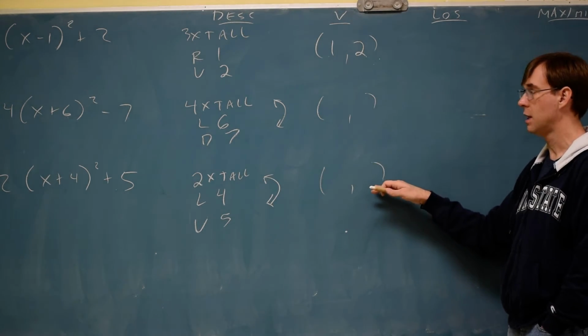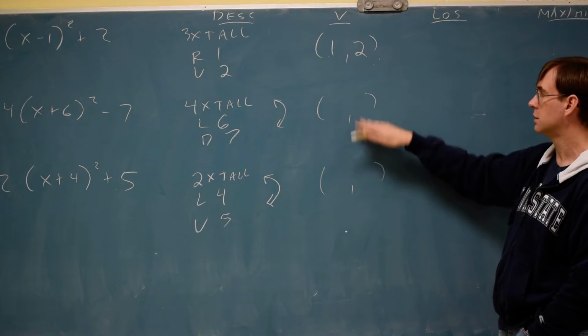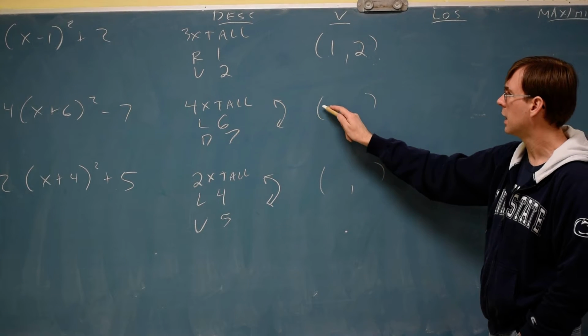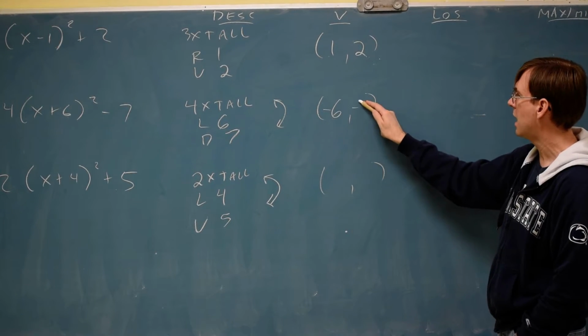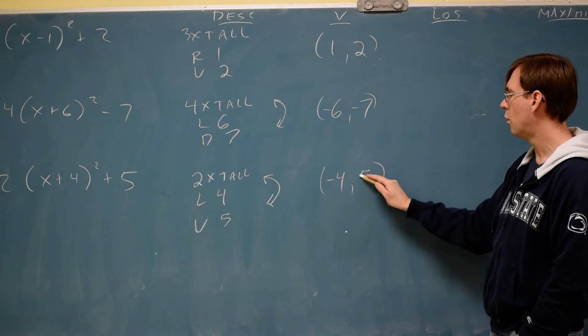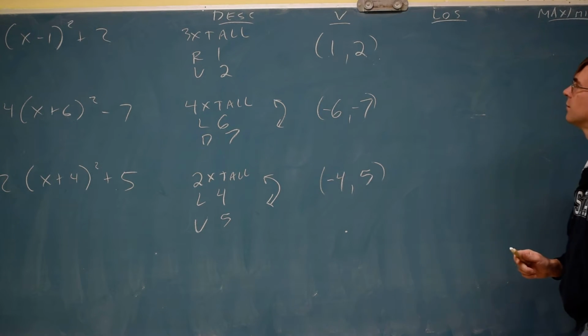Pause, see if you can do this. If you want to self-test, you saw 1, see if you can do the others by pausing and then coming back. We're going to go left 6, down 7. This is going left 4, up 5.